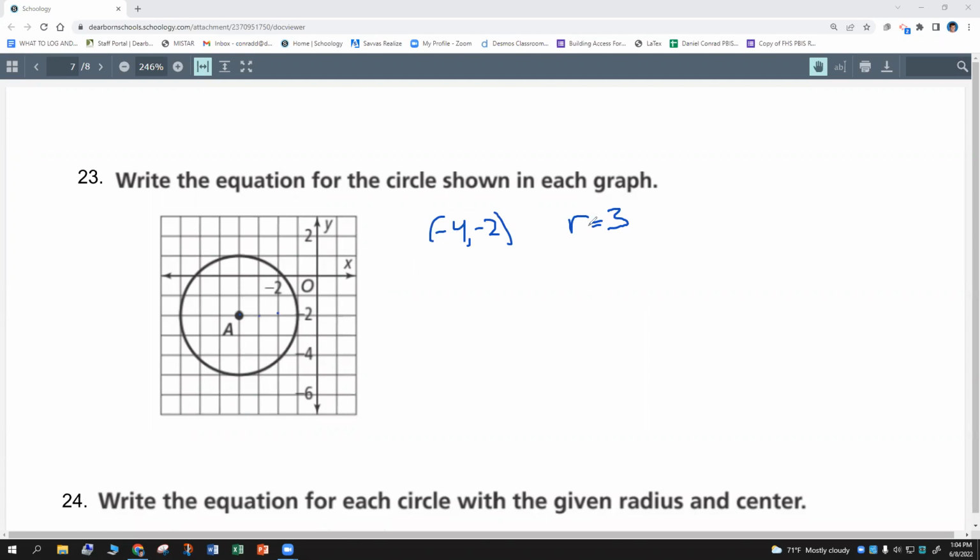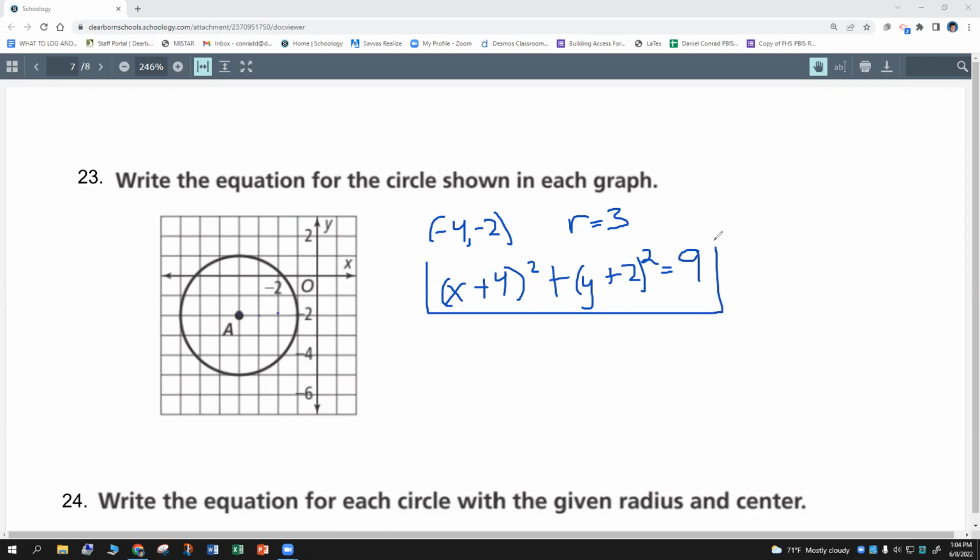Once you have the center of the circle and the radius, you can write your equation. So x minus -4 becomes x plus 4 squared. And then y minus -2 becomes y plus 2 squared. And then r is 3, so r squared is going to be 3 squared, which is 9. So there's the equation for this circle.